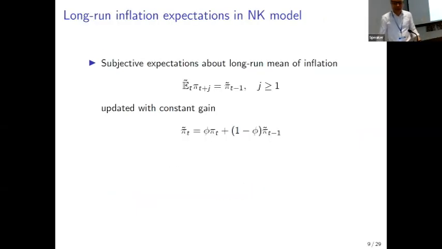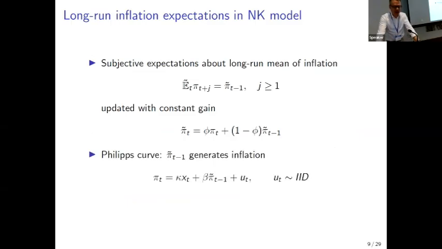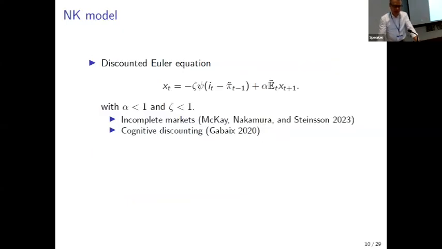All right, and so the first thing I do is I stick this kind of expectations formation mechanism into a simple New Keynesian model. And so here I just repeat this updating scheme that I just mentioned, right? This constant gain updating. And then I add a Phillips curve where inflation relates to expected inflation in the usual way. An Euler equation. I'm going to use a discounted Euler equation here, which you can motivate in various ways, either with cognitive discounting as Gabaix, or McKay, Nakamura, and Steinsson have an incomplete markets story for this.